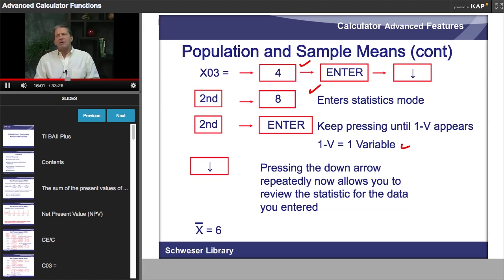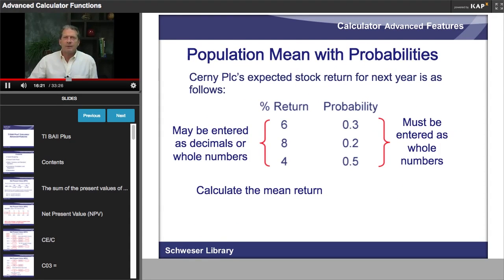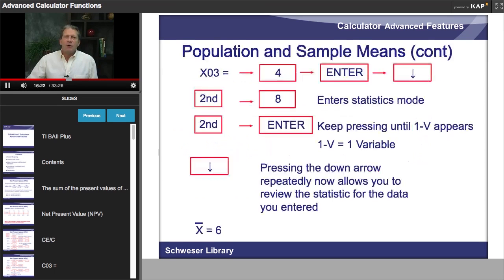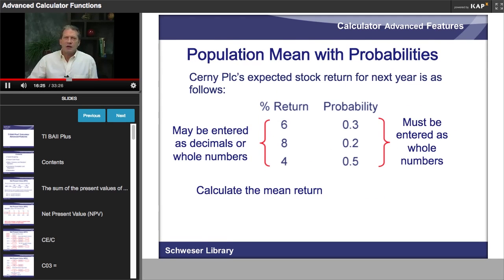okay? We're looking at all those different functions we might use. We get to the one that says single variable analysis. That's the 1V. Once we get there, no more second function, hit the down arrow, and as that scrolls down, we'll get the simple average of our three values of x, which is 6, as we knew.